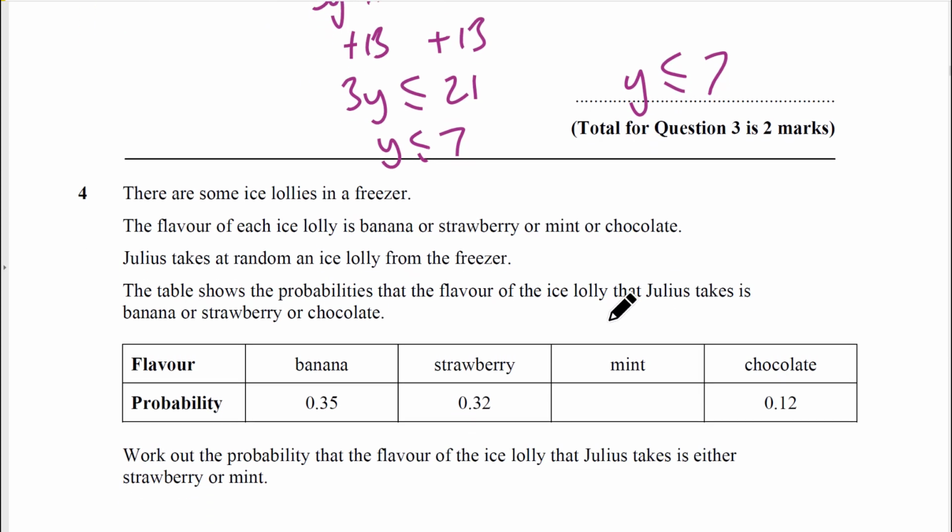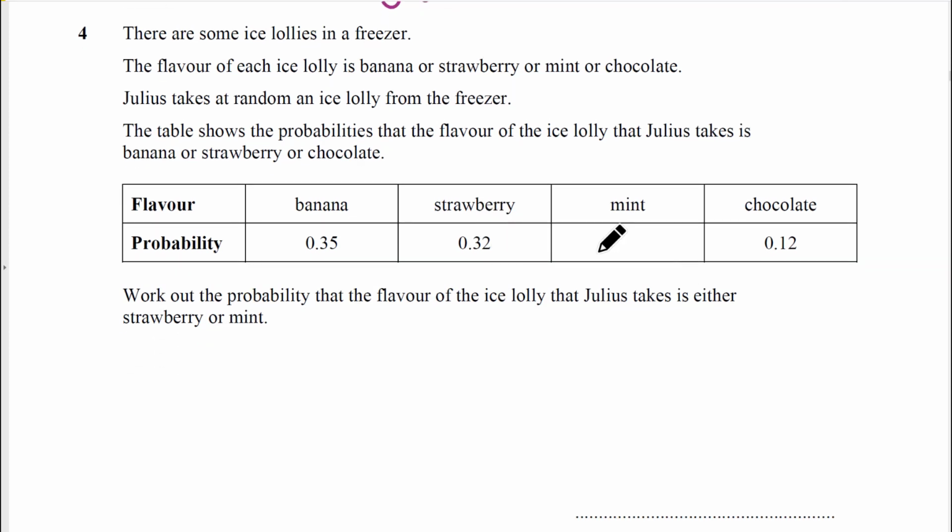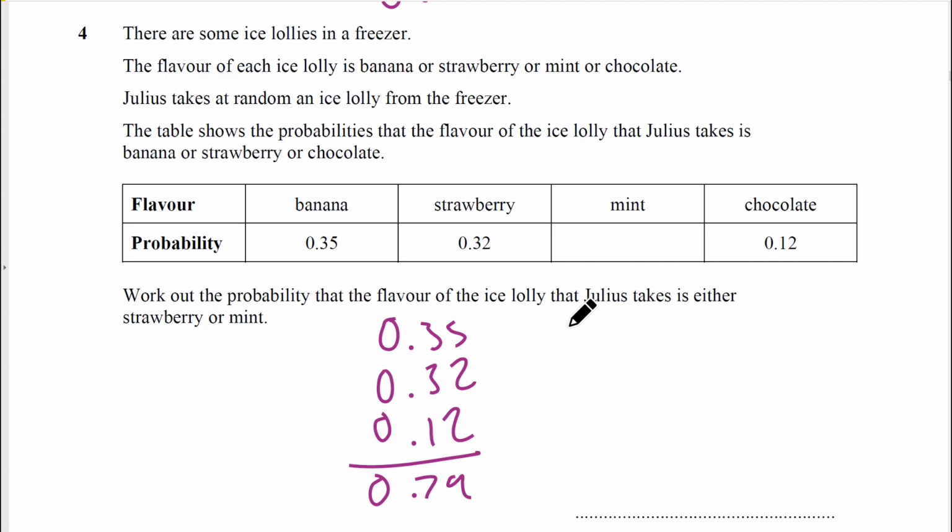Right, this is another banker. We should all be very good at this now. We know this table has to equal 1, so we just add those 3 together. You can use your calculator, but do write your working out down. That's 0.79. 1 minus 0.79 equals 0.21.